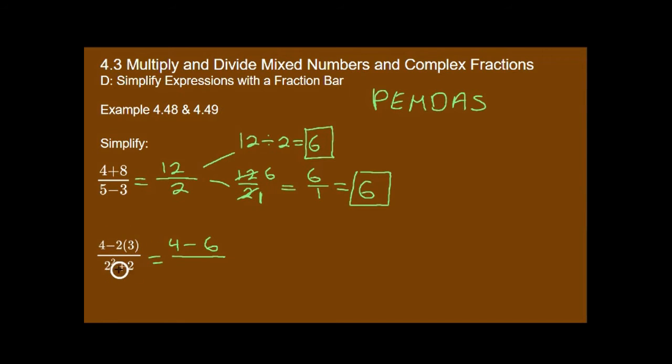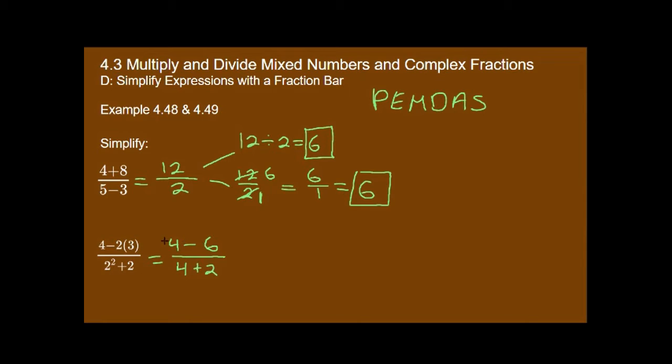Now we're going to simplify the denominator using PEMDAS. Okay, there are no parentheses in the bottom, but there are exponents, so we're going to do that. So we have 2 squared. It means 2 times 2, and so that is 4 plus 2.